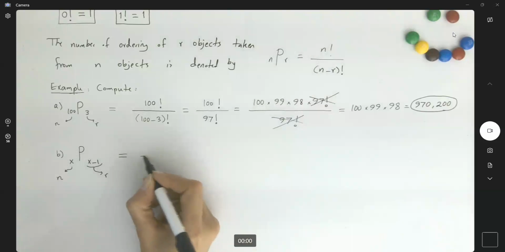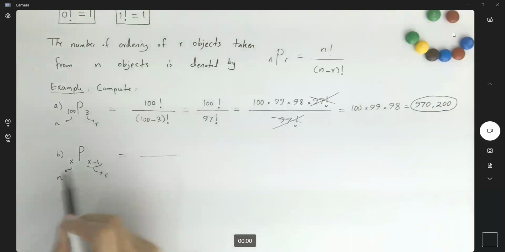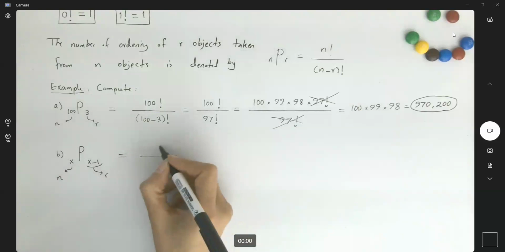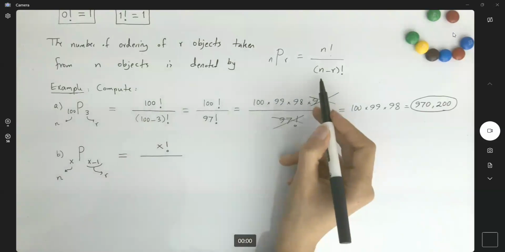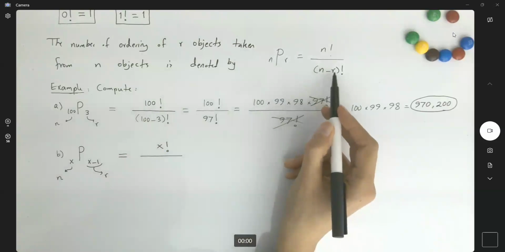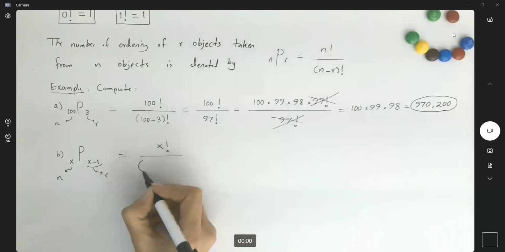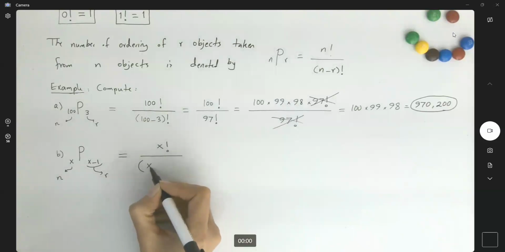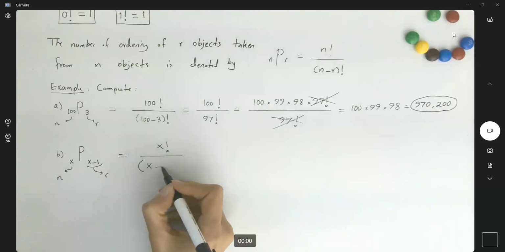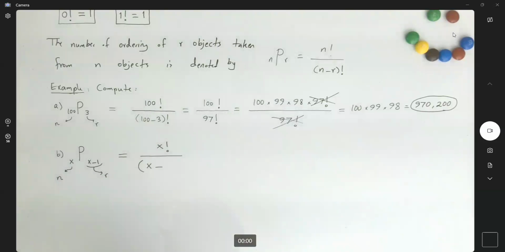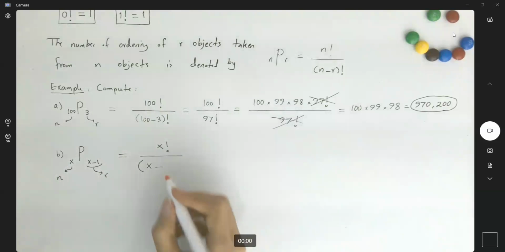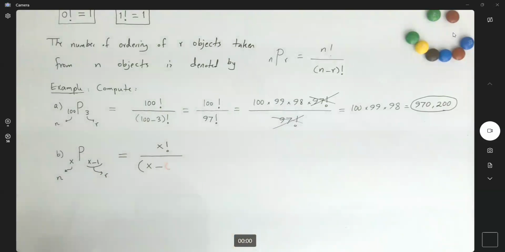On the numerator, I have my n factorial. n is equal to x. So I don't have any issue with x factorial on top. On the denominator, I have n minus r. So open your parenthesis. n is x, subtraction, subtraction. Your r has 2 terms. Write your r inside parenthesis as well.